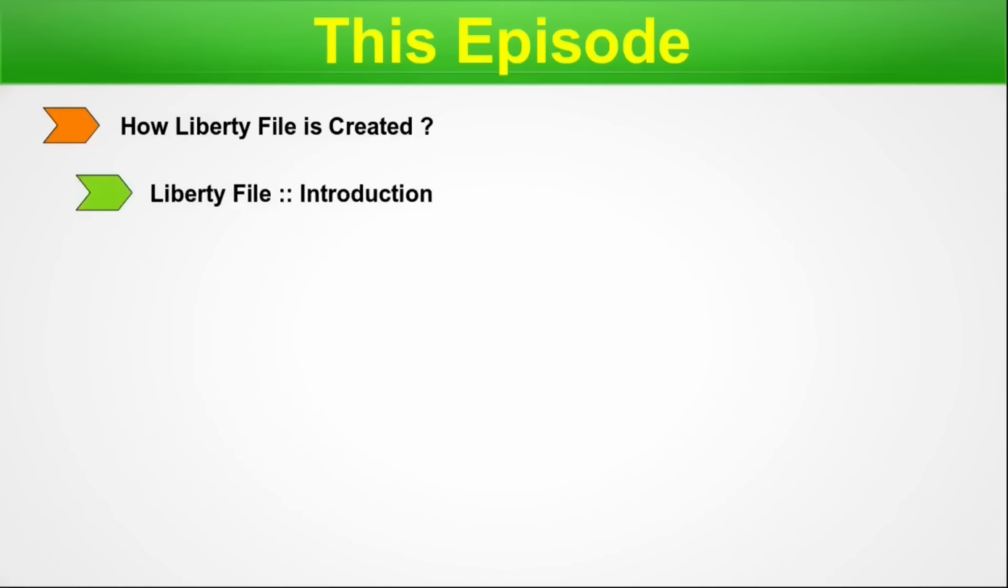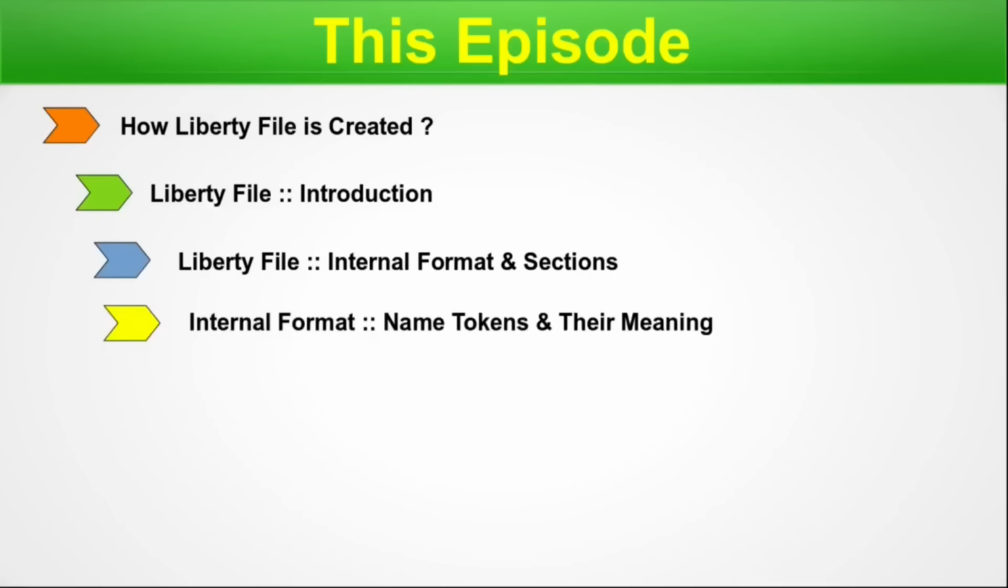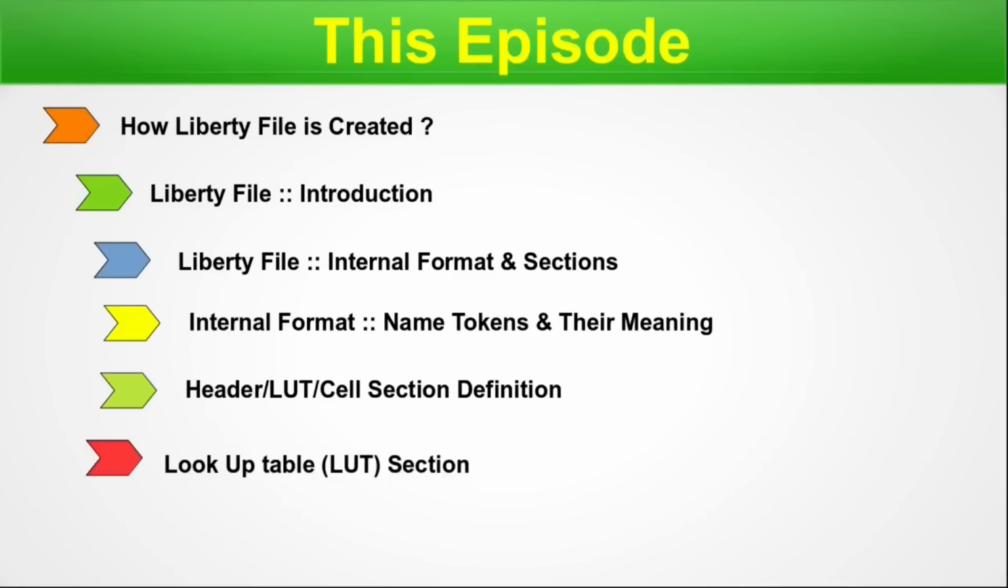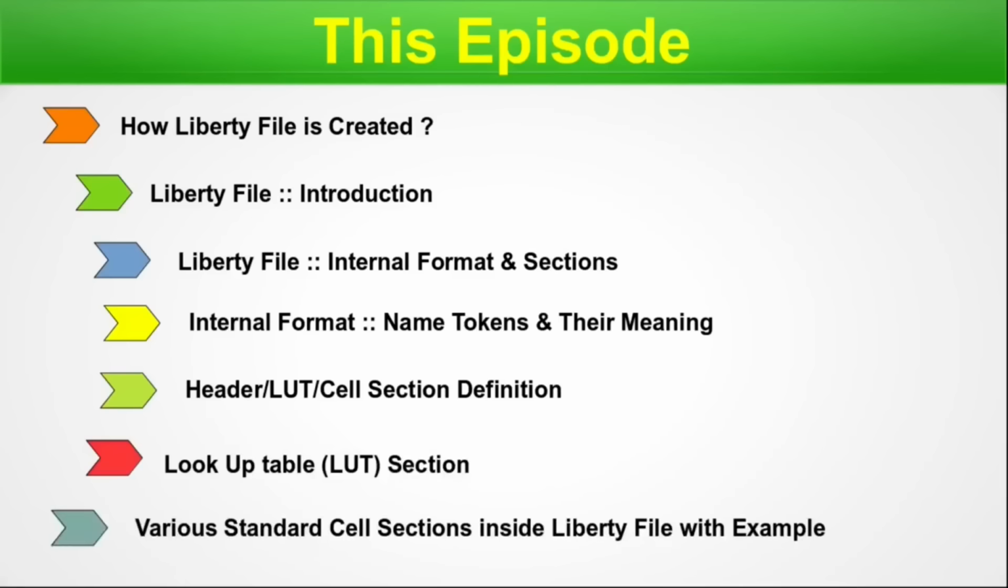As you already know, we are exploring the timing library file in this episode. So today's learning breakdown for the episode is how the Liberty file is created, Liberty file introduction, Liberty file internal format and sections, internal format, name tokens and their meaning, header, LUT, cell, all these section definitions, lookup table LUT section, and various standard cell sections inside the Liberty file with example. We are done with this particular slide, so let's move on.